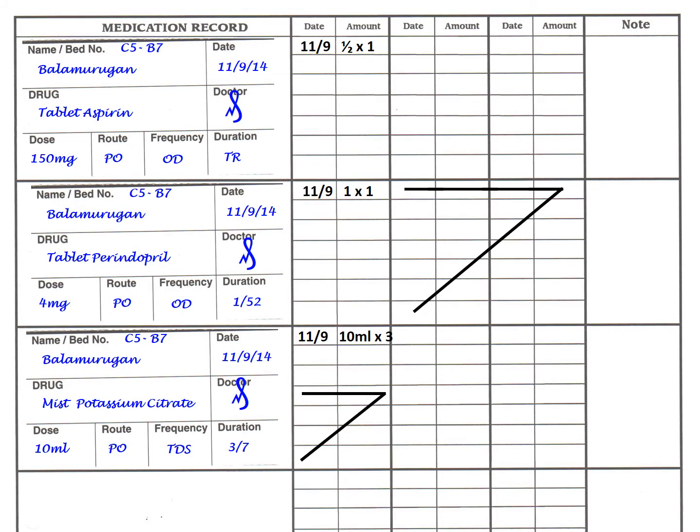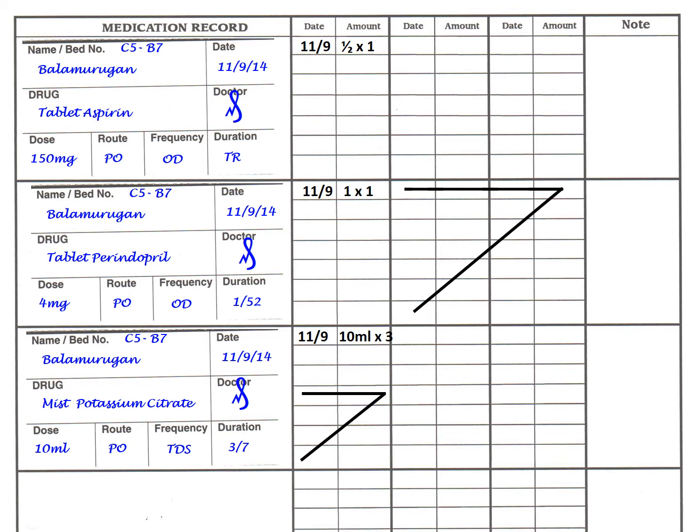Can you follow what I'm telling you guys now? Well, if it's not understandable, let's go for a real example. Now I'm going to show you a real prescription given to a patient named Balamurugan here. This patient was prescribed aspirin, perindopril and also a mixture of potassium citrate. So when you receive the prescription, you have to screen it, and after you screen, you have to stamp it and paste it to the CMR. So once you paste it, you have to do the charting of the CMR.